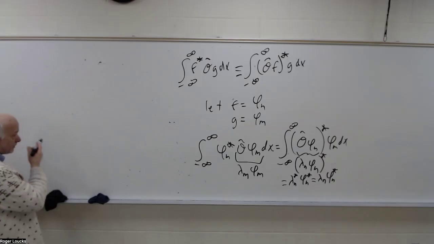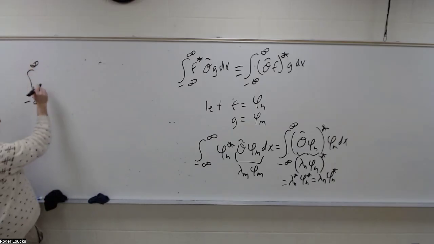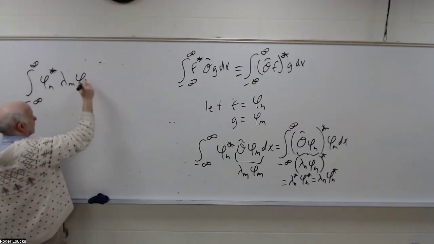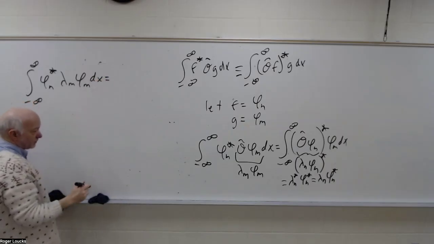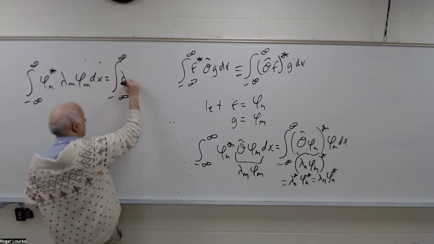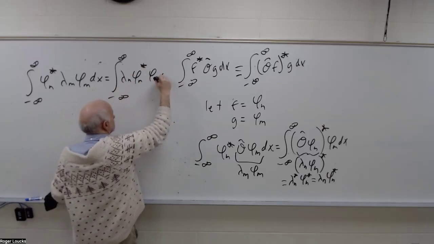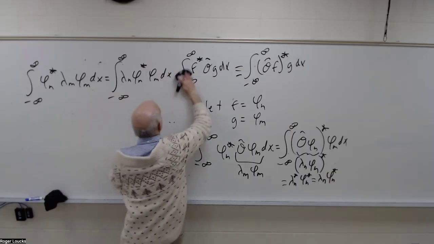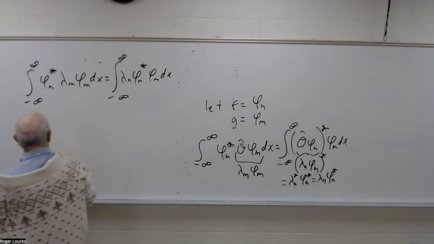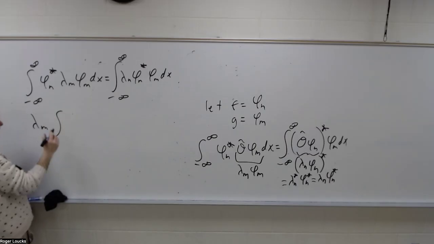What happens here is that we get the integral from minus infinity to infinity of phi n star lambda m phi m dx, and that has to equal the integral from minus infinity to infinity of lambda n phi n star phi m dx. I can take out the lambdas because they're constants.